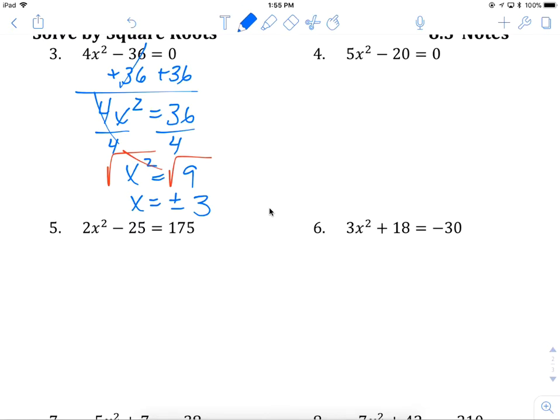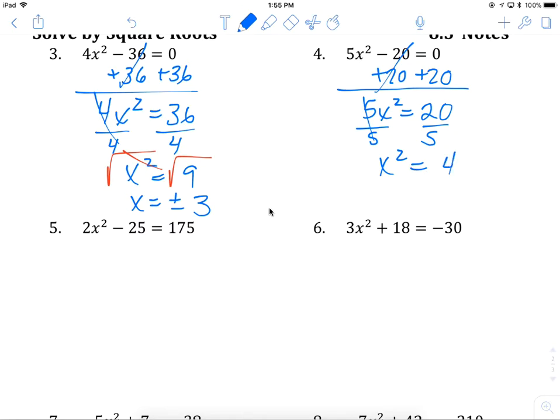All right, number 4, we're going to add 20 to both sides. Again, make sure you're showing the work. I'd hate for you to get points taken off just because you didn't write plus 20 on both sides. All right, 5x squared makes 20. We're going to divide by the 5 again on both sides.